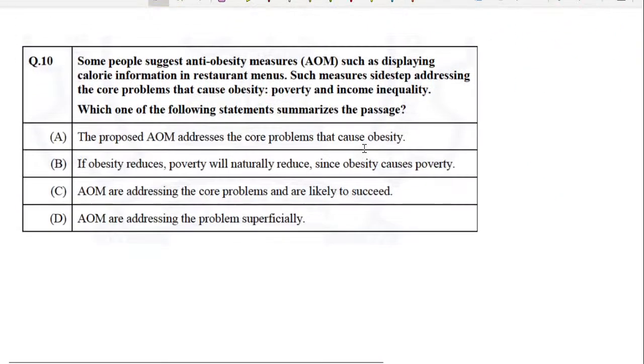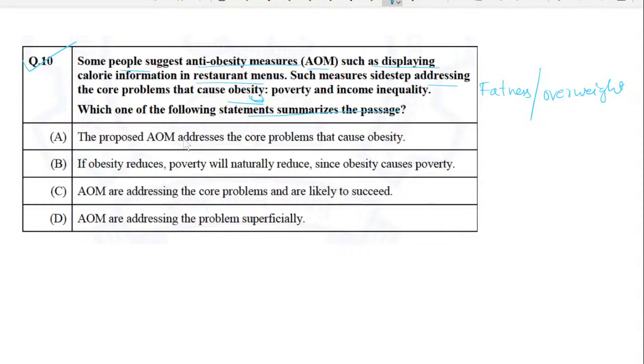Now we go to question number 10, the last question for today. The question is from the English comprehension section and is a 2 marks question. It says that some people suggest anti-obesity measures, AOM, such as displaying calorie information on restaurant menus. Such measures sidestep addressing the core problems that cause obesity. Obesity means fatness or overweight. Poverty and inequality. Which of the following statements summarizes the passage?